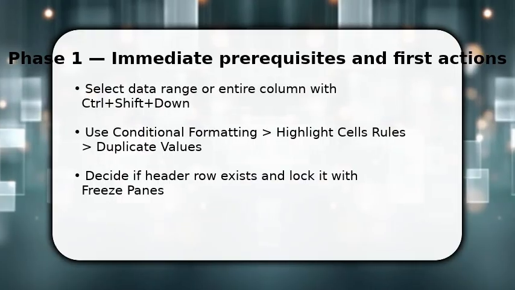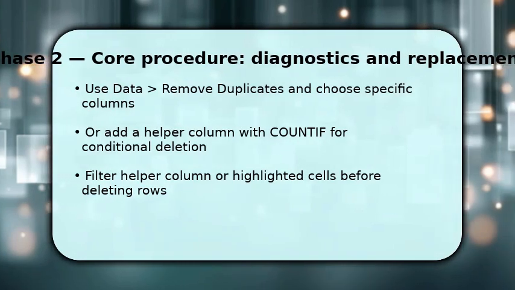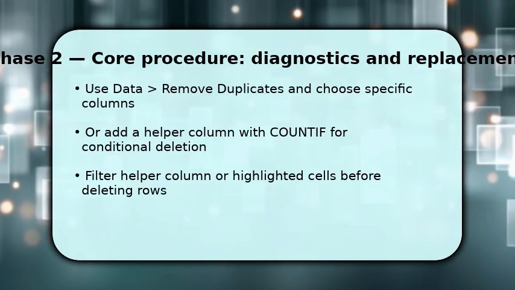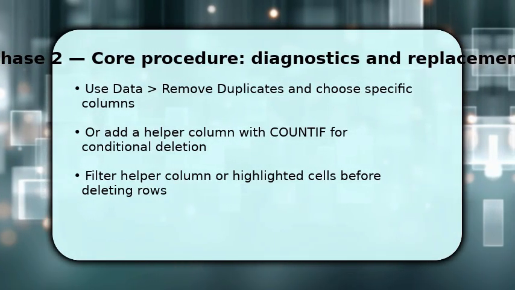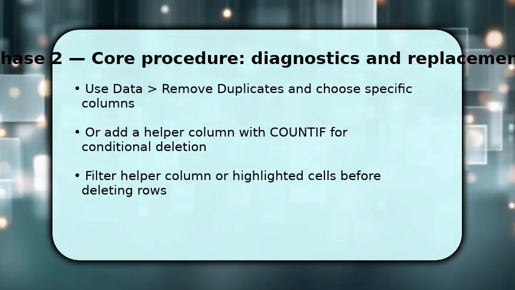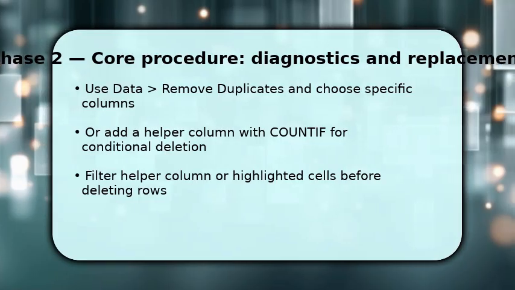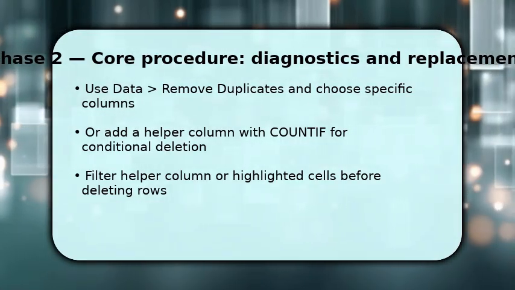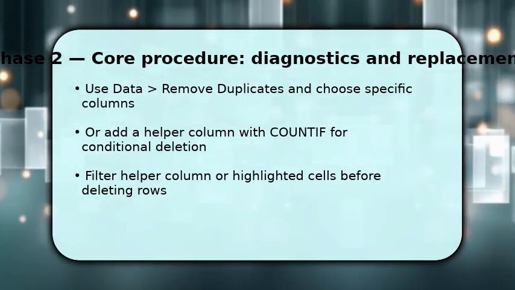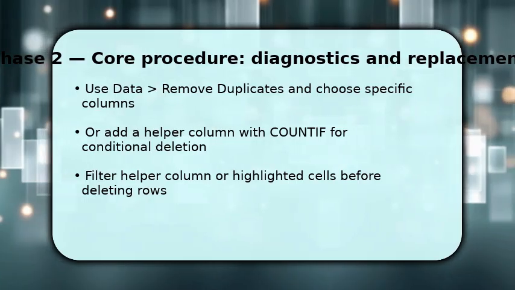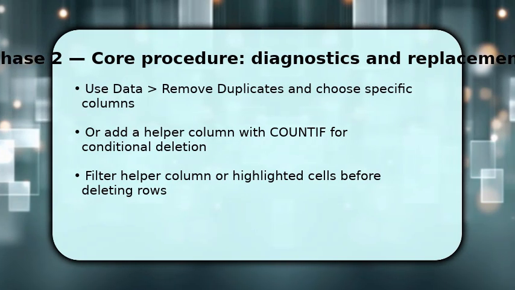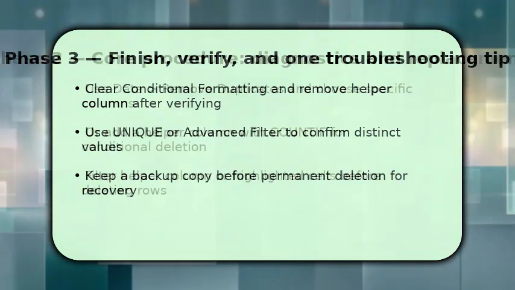Next, decide whether to remove automatically or mark for review. If confident, use Data Remove Duplicates, pick the exact columns, and click OK to delete duplicate rows. Alternatively, add a helper column using COUNTIF like =COUNTIF($A:$A, A2) to tag duplicates numerically, filter values greater than 1 and inspect. Once done, you can delete filtered rows or copy unique values elsewhere. You do this to preserve control. Automated removal is fast. Marking lets you finish by verifying that only unique numbers remain.